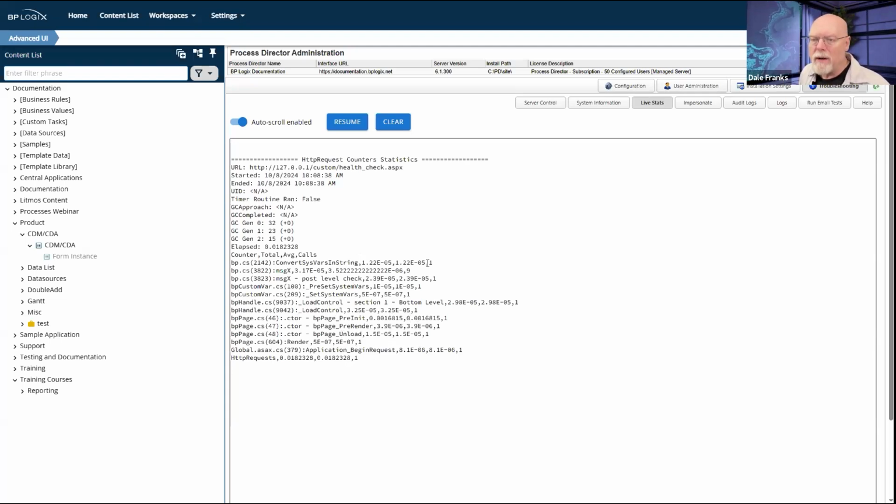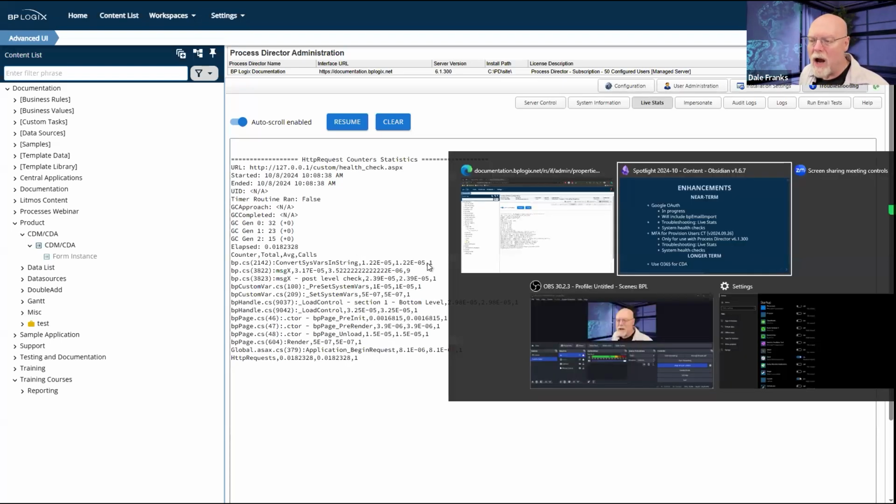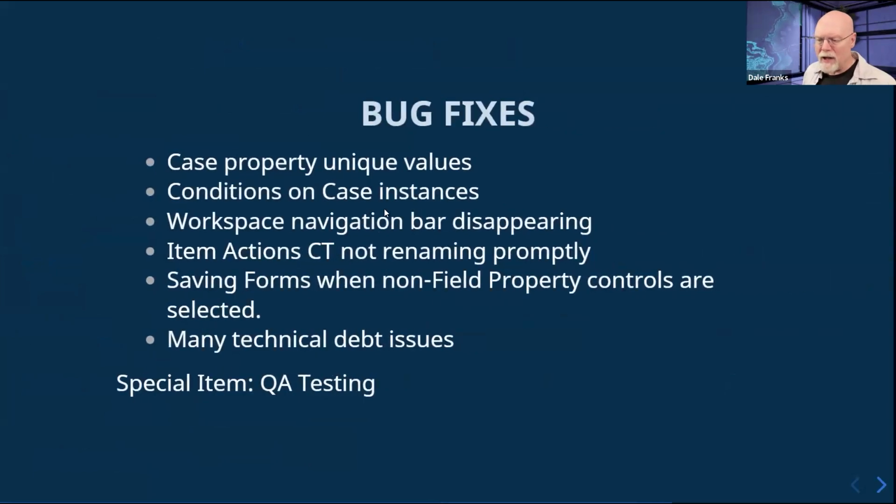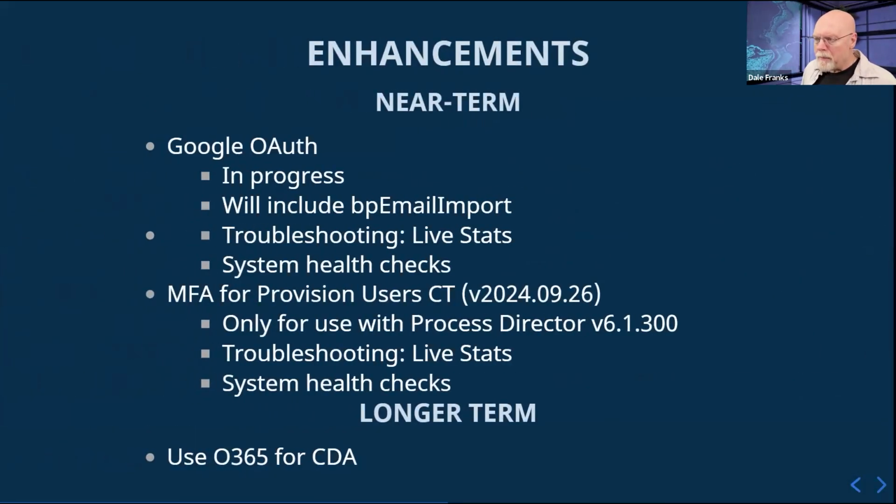I should actually point out that this is kind of related to one of the things that we have, and we'll come back to enhancements, but one of the things that we have down here at the very bottom on bug fixes where it says many technical debt issues. Technology has changed quite a bit since Process Director was first released all the way back in 2007 for version 1. It's been around for a while.